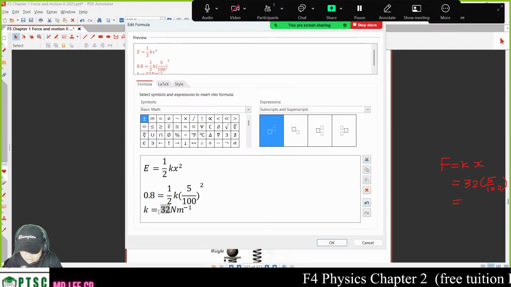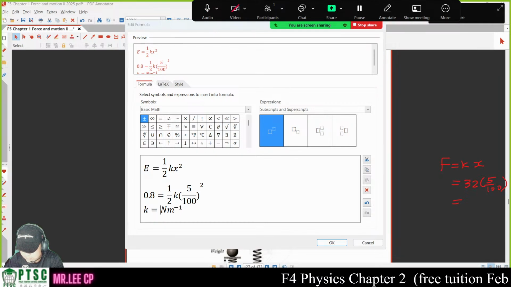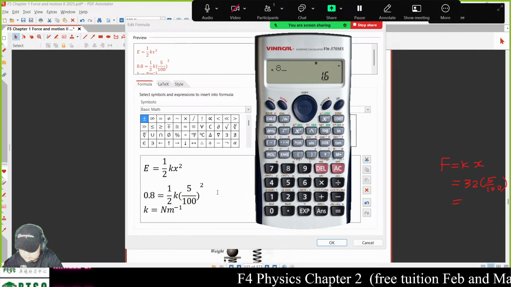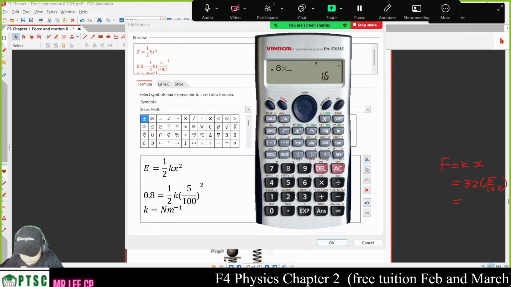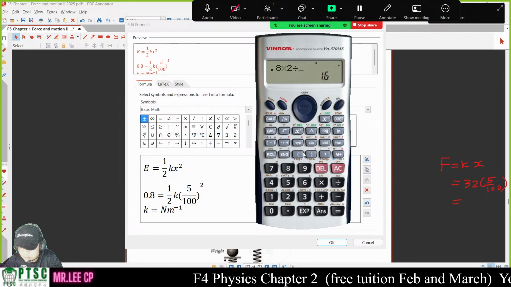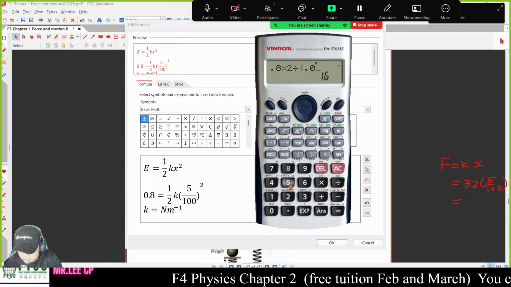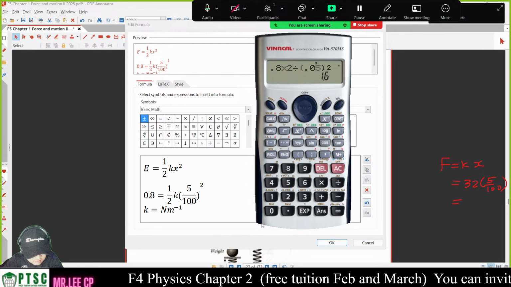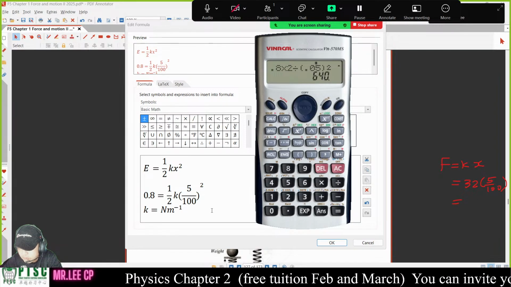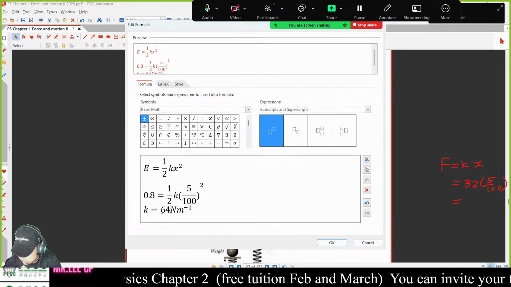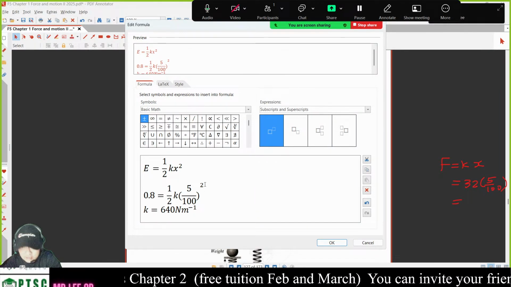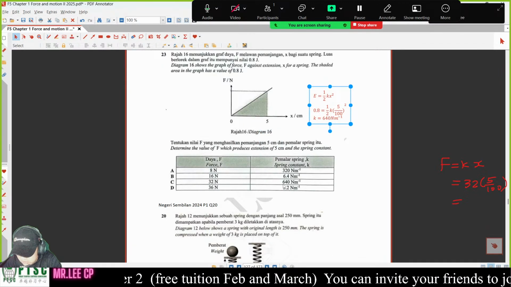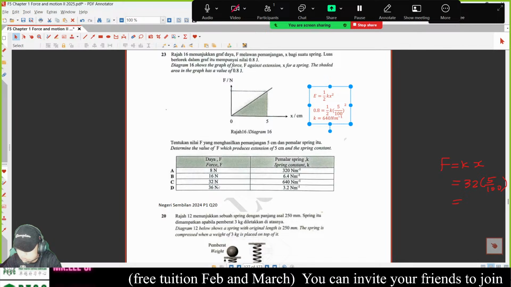Okay, I redo. 0.8 times 2 divided by 0.05 squared. So 640 baru betul. You see, I forgot to square. So 640 is my answer. Alright, so I want to find F already.